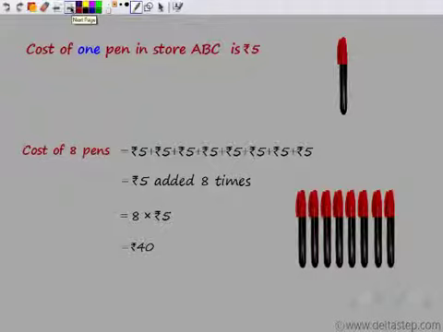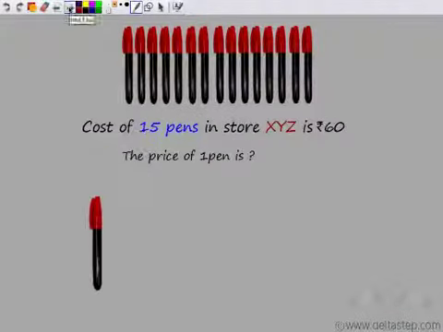Now there's another shop, which is XYZ. There I know that 15 pens cost 60 rupees, and I will find the price of 8 pens and then I can compare the price of the two. So first I need to find the price of 1 pen. I know the cost of 15 pens is 60 rupees. So how much would 1 pen cost me?